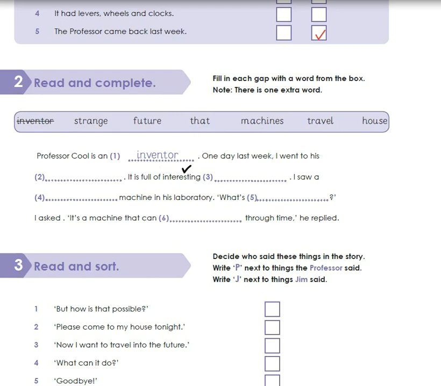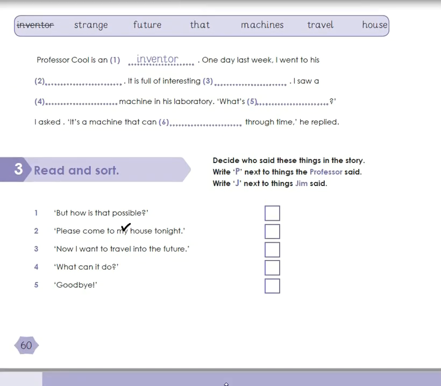Professor Cool is an inventor. One day last week I went to his house. Yes. House. أكمل أنت، عليك الإجابة. It is full of interesting machines. Yes. I saw a strange machine in his laboratory. وقلنا laboratory معمل. What's that؟ ما هذا أو ما ذاك؟ I asked. It's a machine that can travel through time. He replied. Okay.